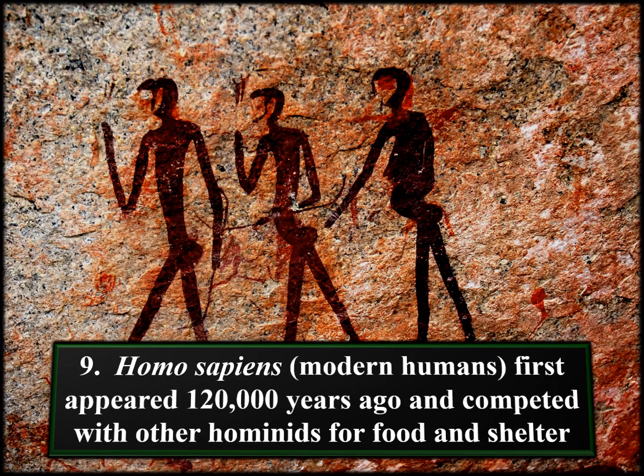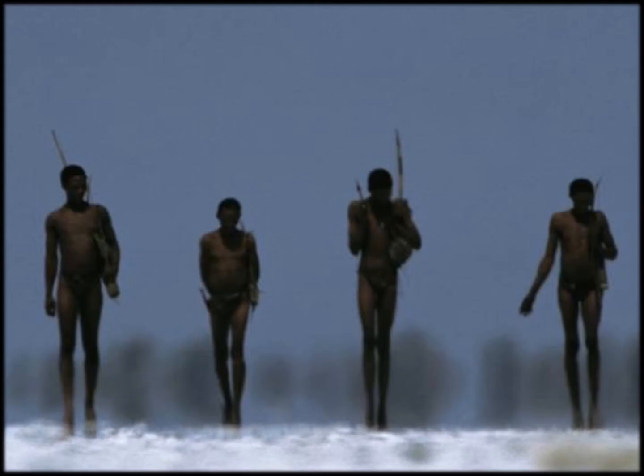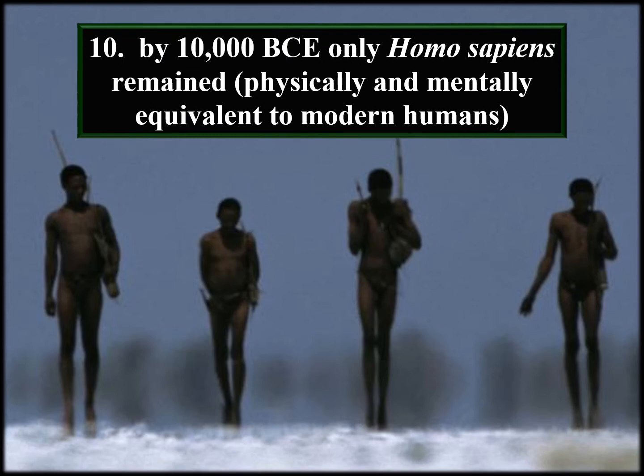Homo sapiens are what we call modern humans. They first appeared about 120,000 years ago, and they competed with other hominids for food and shelter. By about 10,000 BCE, only Homo sapiens remained. They were physically and mentally equivalent to modern humans. They outlived the other kinds of hominids.